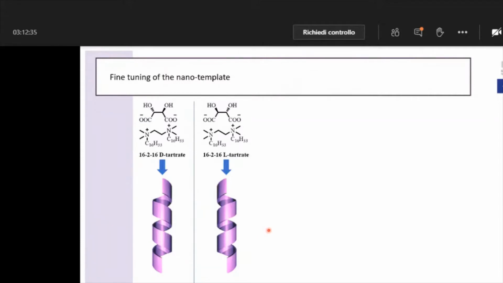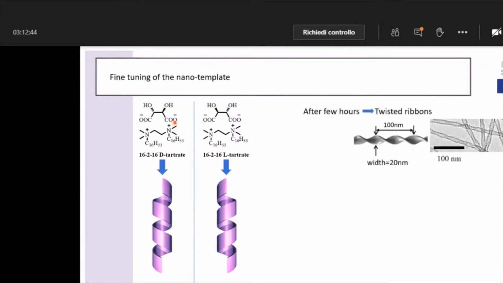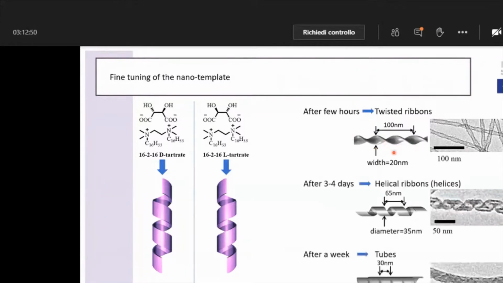Also, another thing we can do is change the aging time. As I said, you just disperse this in water and then you let it age. If you make various aging times, then after, for example, a few hours, you will get ribbons. But if you wait a longer time, a few days, you will have helical ribbons. And if you wait even longer, after a week, the pitch will shrink, and then you will have tubes like this. What we are most interested in, of course, are twisted ribbons and helical ribbons, because the tubes are not chiral in a supramolecular way.